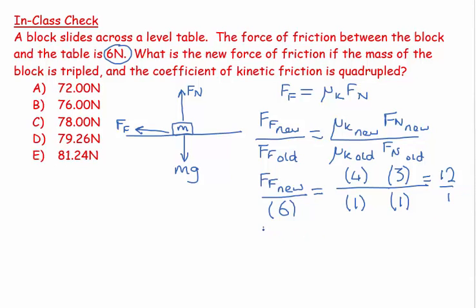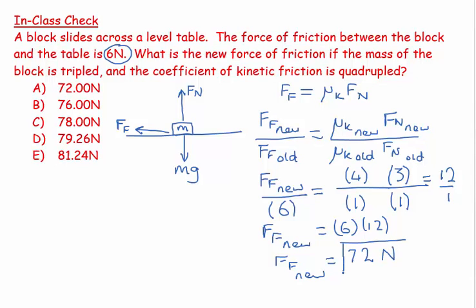Well, now I have it, don't I? Ff new is equal to 6 times 12. Ff new is equal to 72 newtons.